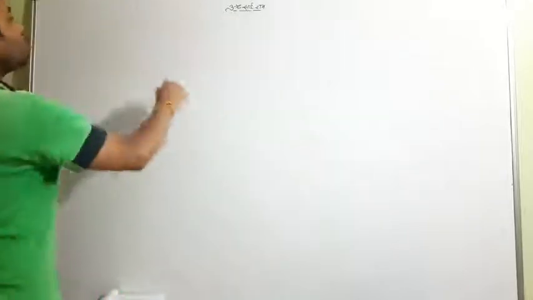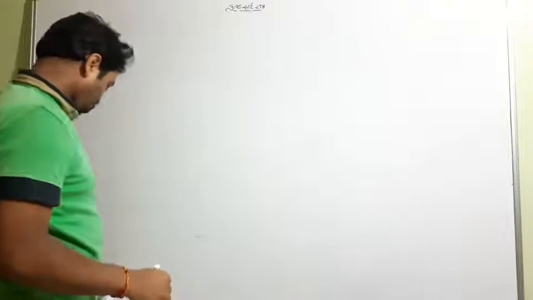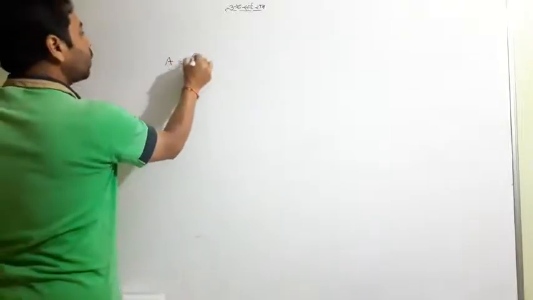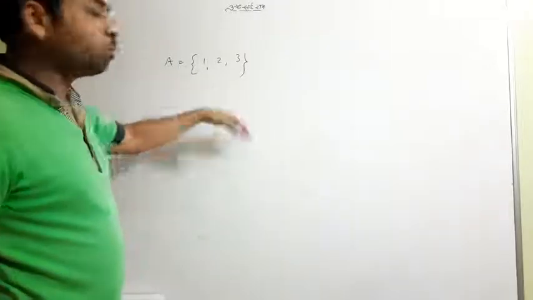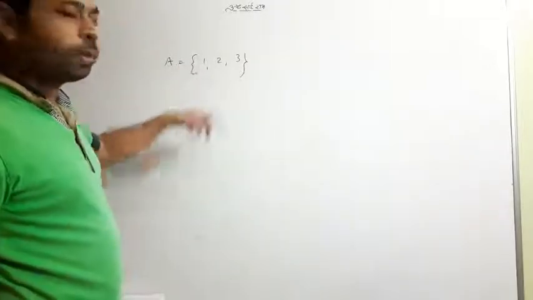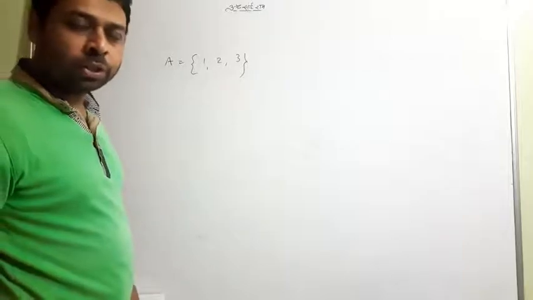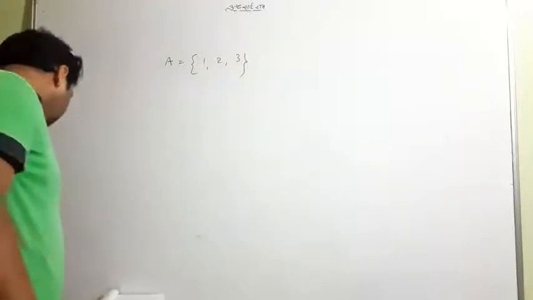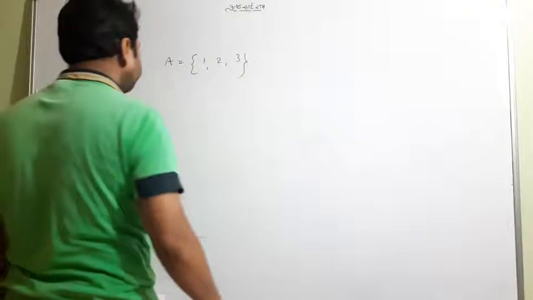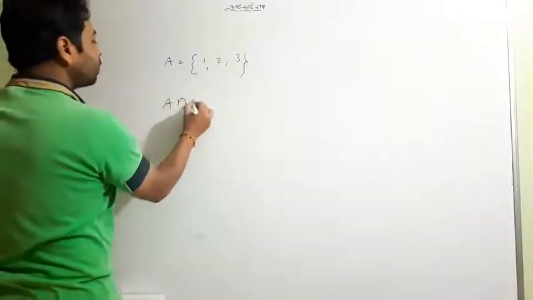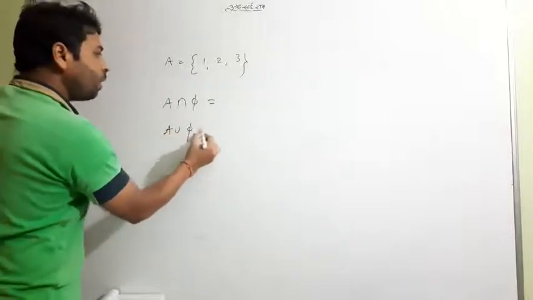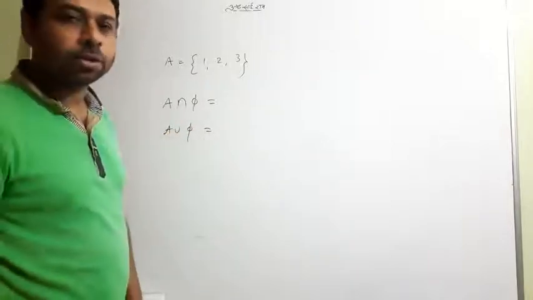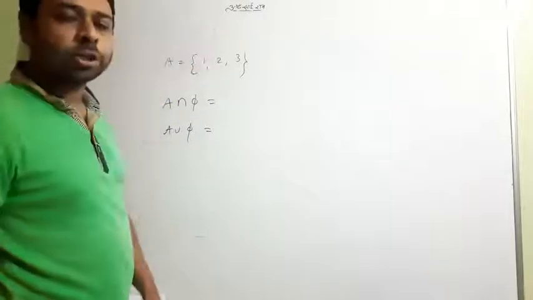I think time has gone, but still a small example, quickly. In a single minute I will end my video. One should know that phi is always a subset of A, which is not appearing there. If I ask you something about A intersection phi or A union phi, phi is definitely a null set.